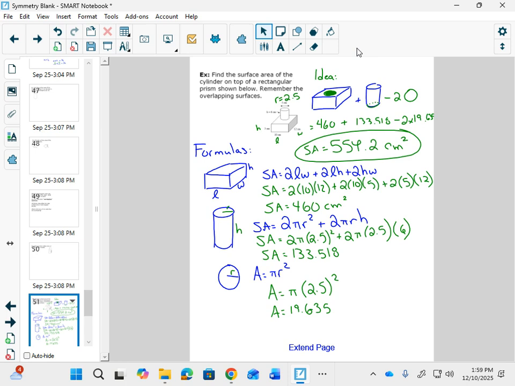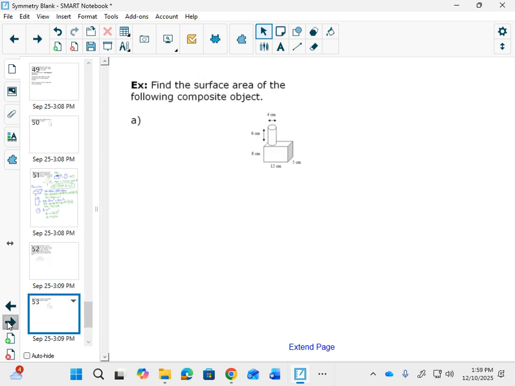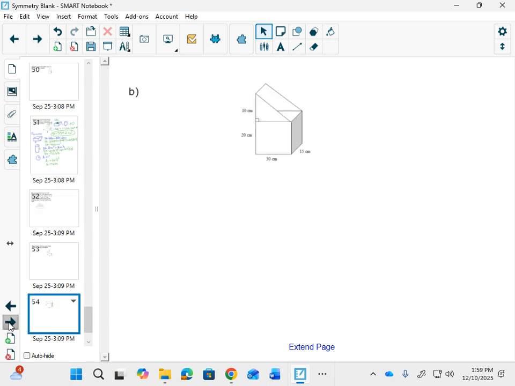Okay? I'm going to skip this one just because it would have been so many things that you'd have to take away. So we're gonna skip this one because it's exactly the same as the one we just did. This one is for you for practice. Okay? Let's see if we can do this one.